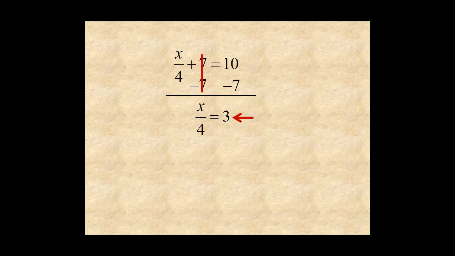For the next step, since the variable is being divided by 4, use the inverse operation and multiply both sides by 4. Since 4 divided by 4 is 1, the left side is just x. On the right, 4 times 3 is 12, and the solution is x equals 12. Remember to always check the solution.